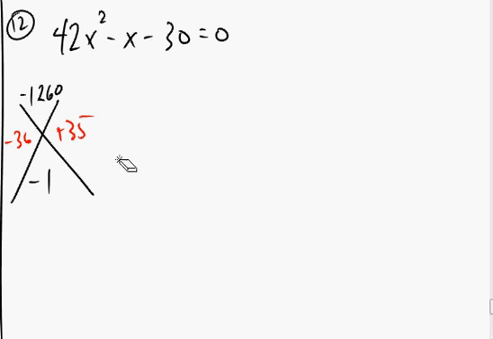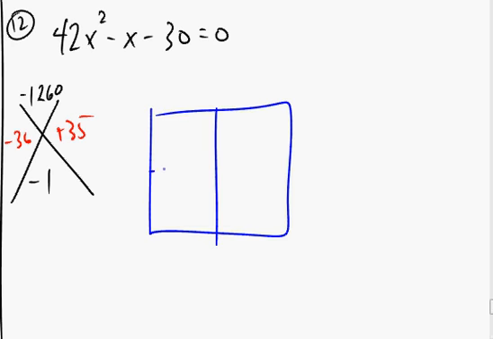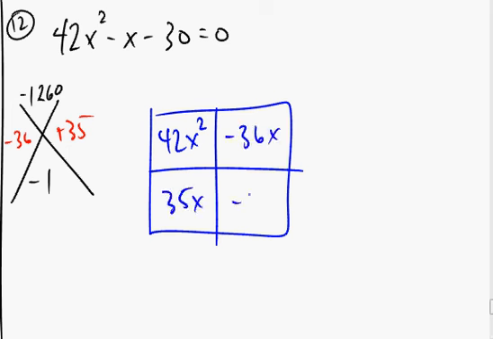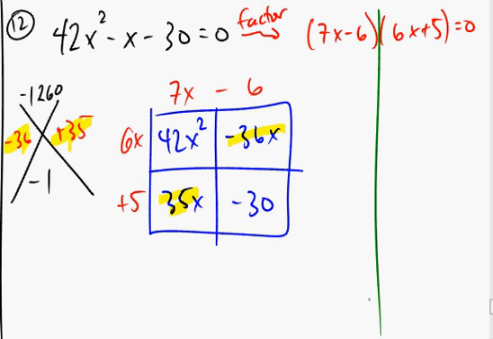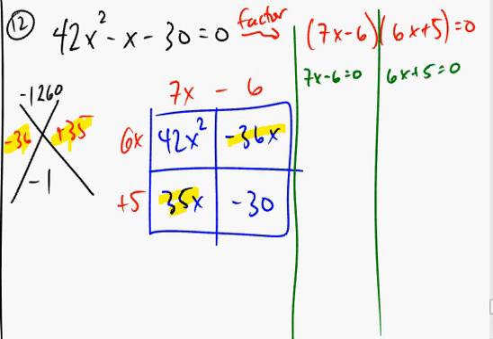All right. So we're going to have to make this box here. I think. So those go there. Okay, what am I going to have to use for the sides here? 6 and 7. Right? So I get 7x minus 6 times 6x plus 5 equals 0. That's me factoring. Now I can use this method to find the two answers.